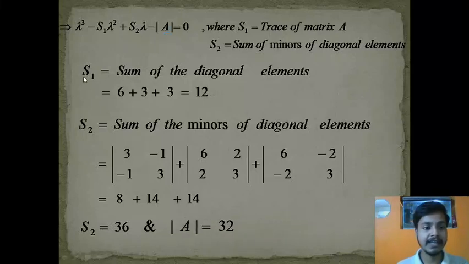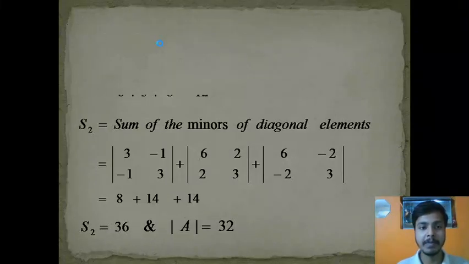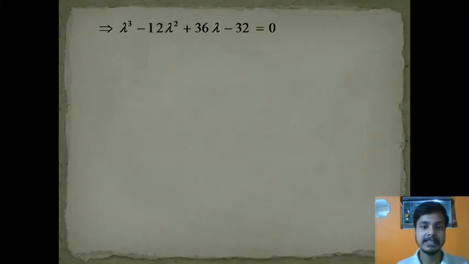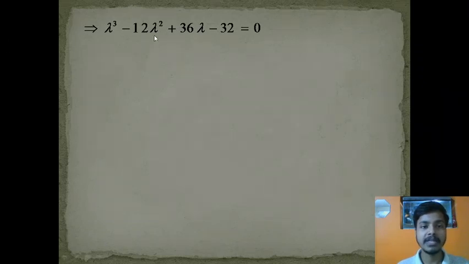After getting the values of S1, S2 and the determinant, substitute in this equation and you get a cubic equation: lambda cube minus 12 lambda square plus 36 lambda minus 32 equal to 0. You can solve this equation with the help of a calculator, or manually, to get the roots or the eigenvalues. The eigenvalues are 8, 2, 2.